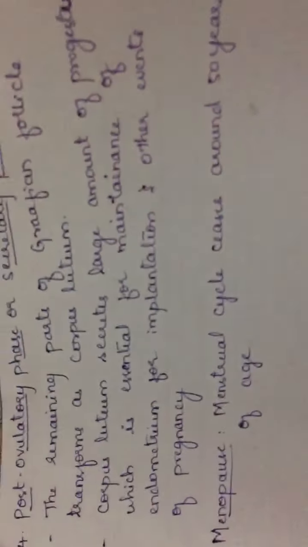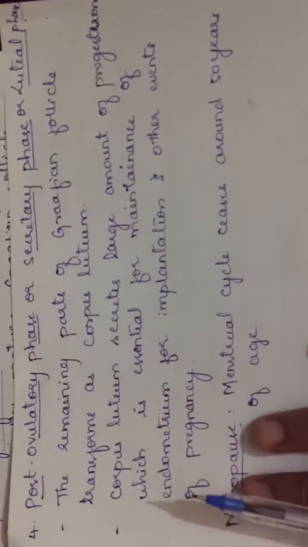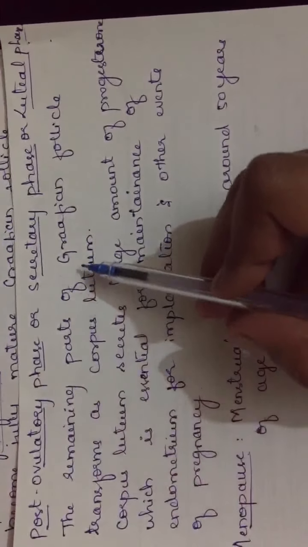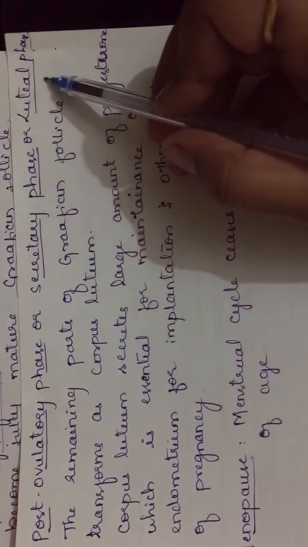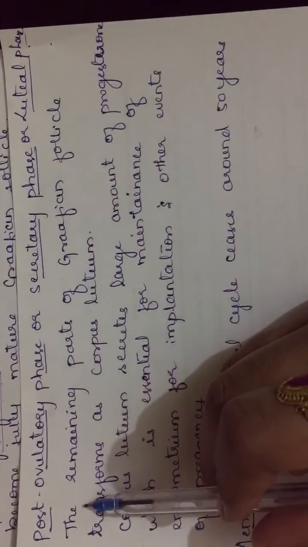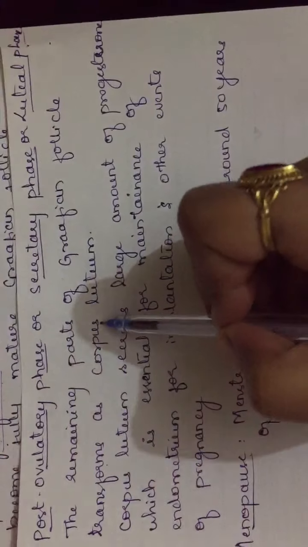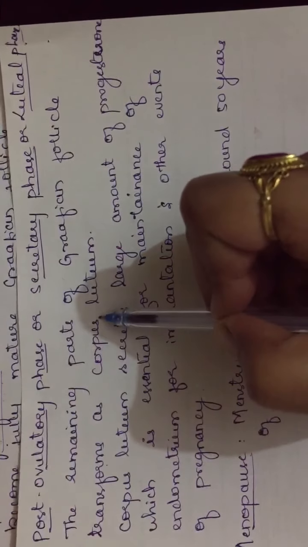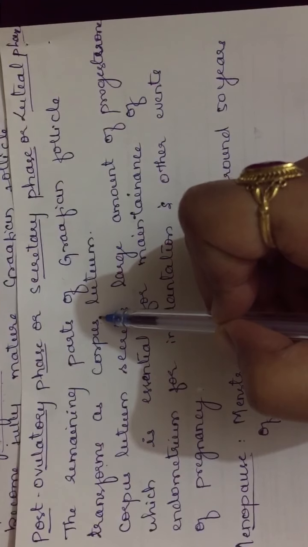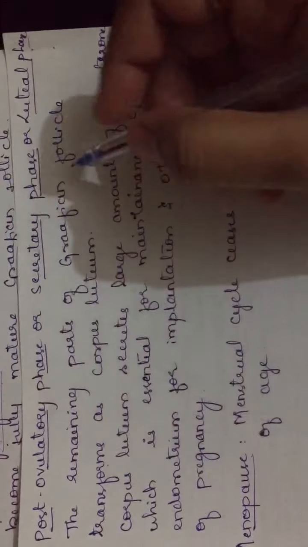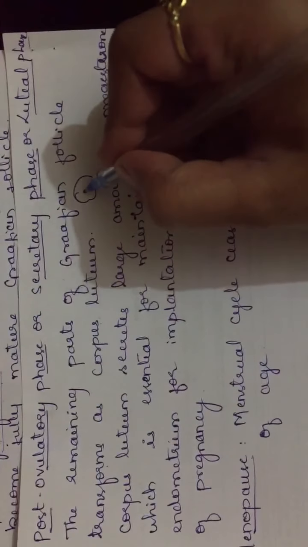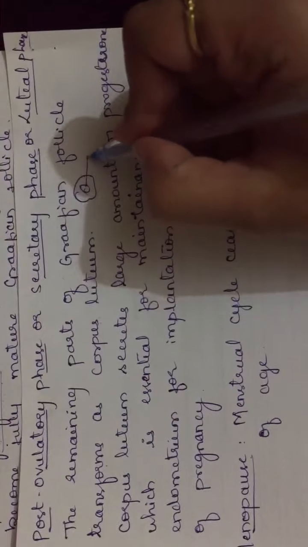Next I shall discuss the fourth one. The fourth one we have is the post-ovulatory phase, or secretory phase, or luteal phase. Now when ovulation takes place, after that the remaining parts of the Graafian follicle transform into a corpus luteum. This I have discussed while I was discussing the structure of the ovary. The remaining parts of the Graafian follicle will be like this. The ovum will be released out.